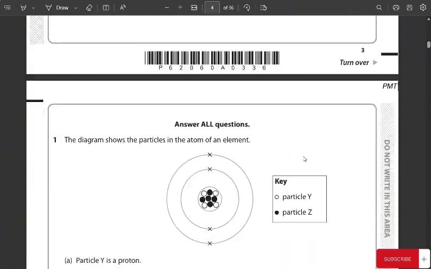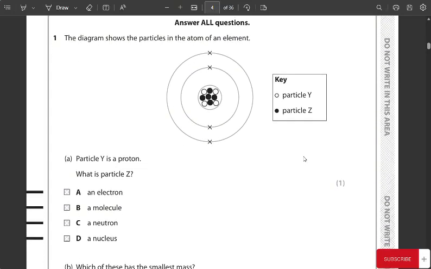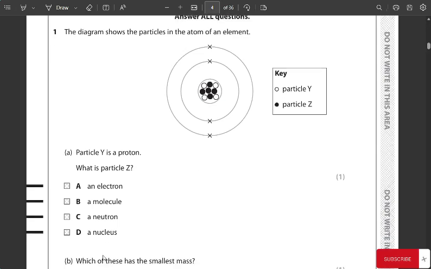Okay, start. The first question is about the atomic structure. The diagram shows the particles in an atom of an element. Particle Y is a proton. What is particle Z? We know that there are two types of particles in the nucleus of the atom, and if particle Y is a proton, then the other one should be a neutron. That's why our answer will be neutron.